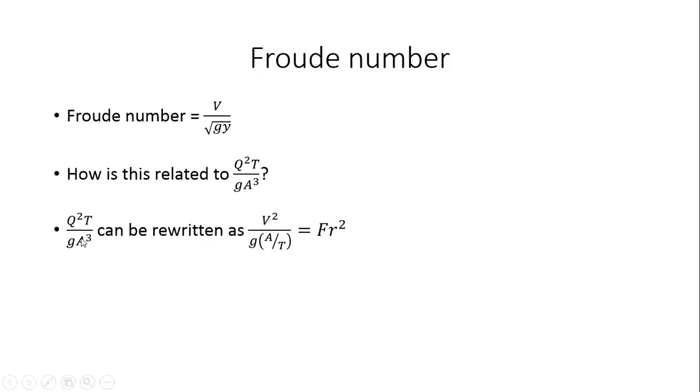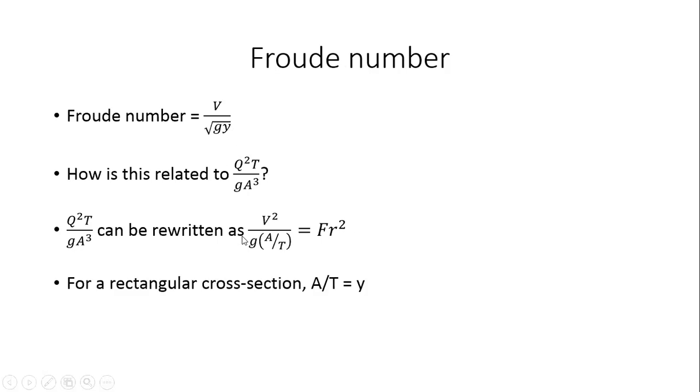Q square T by G A cubed, I can simply rewrite it: Q square by A square becomes V square, by G into A by T. I'm taking this T to the denominator. Q square by A square becomes V square divided by G into A by T. So that is actually equal to Froude number square. Now you may say, how is Froude number square equal to G into A by T? It is under root G y.